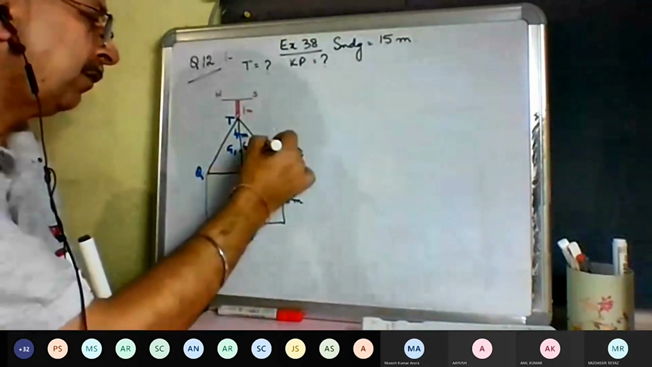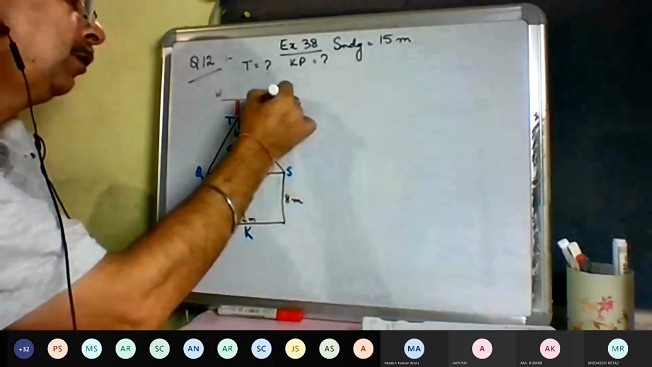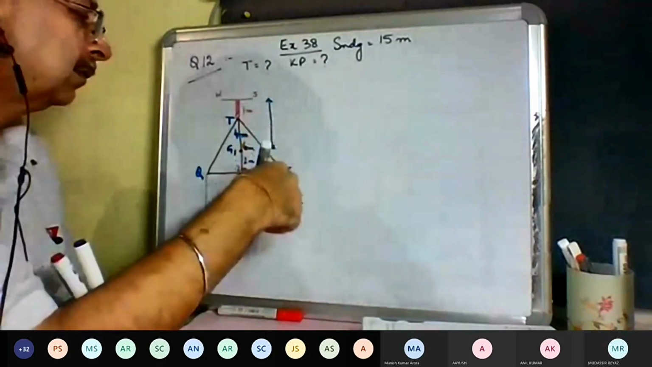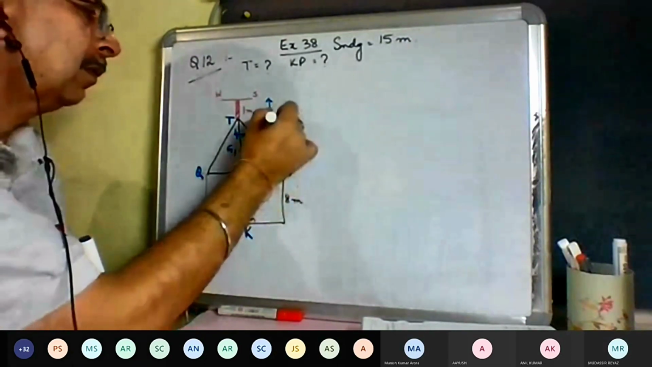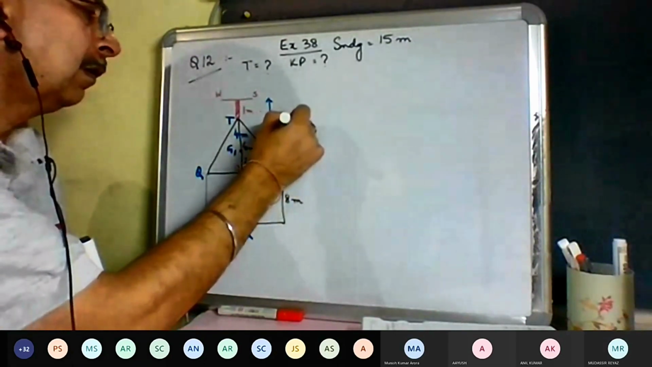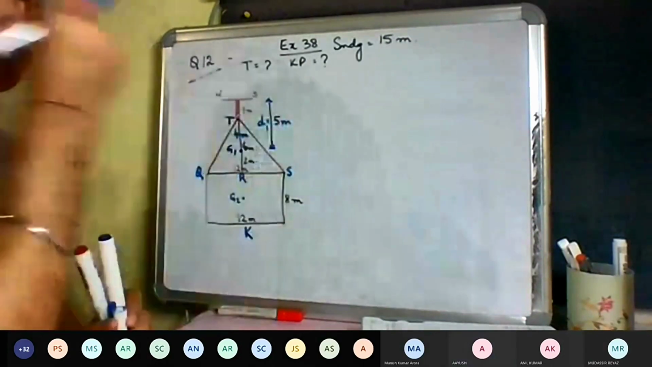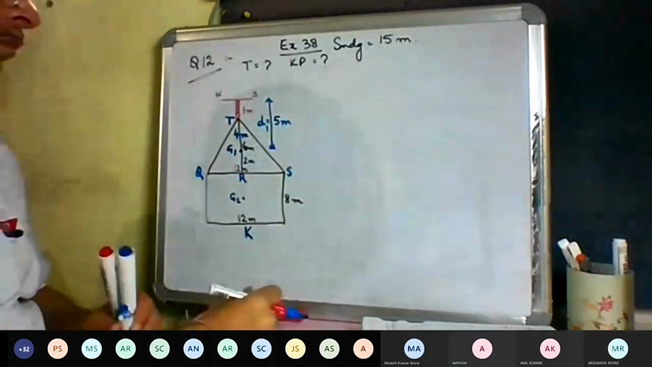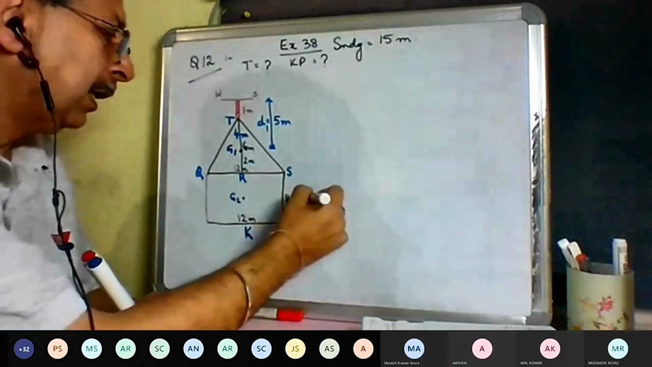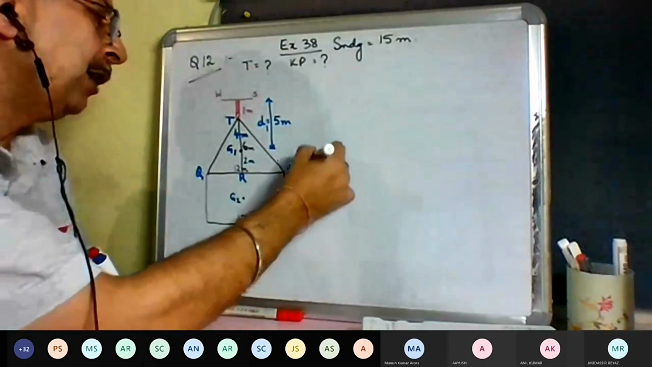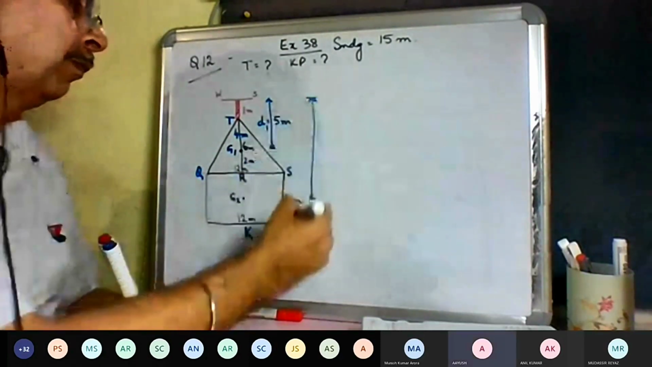So the distance of G1 to the water surface will be 5 meters. We are giving this a name, D1. Similarly, tell me the value of D2. 9 meters.